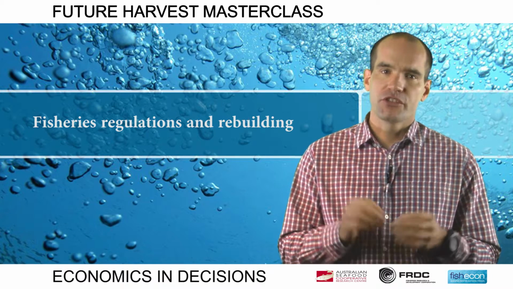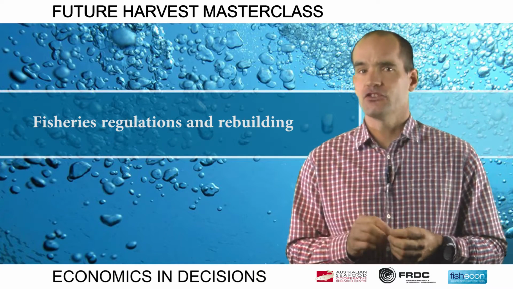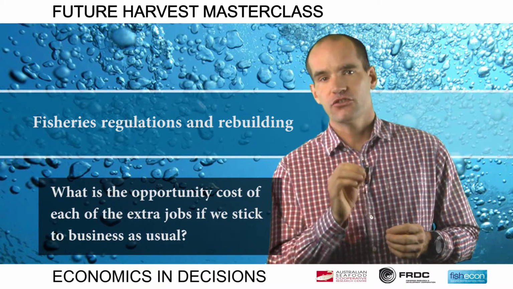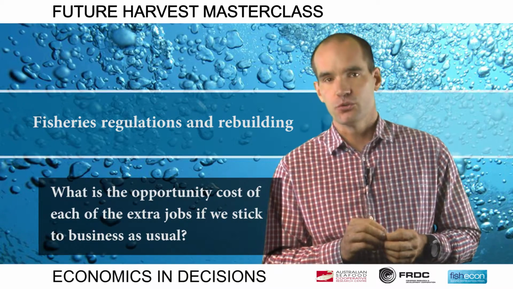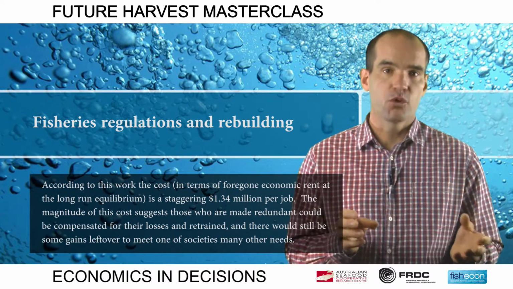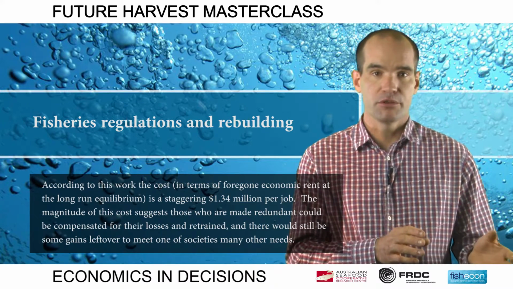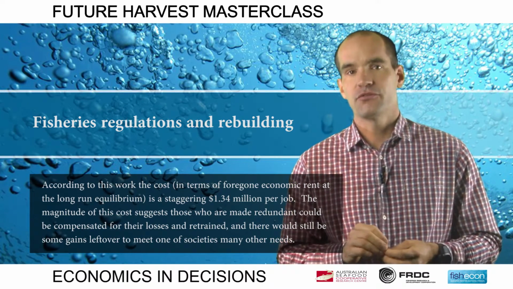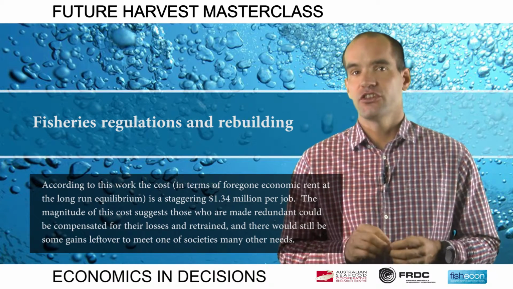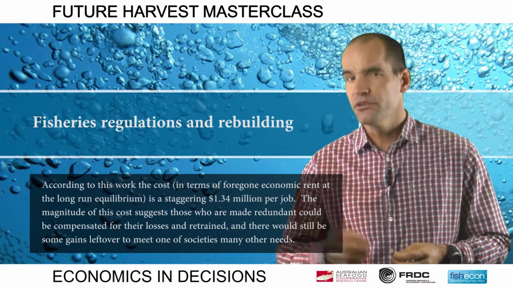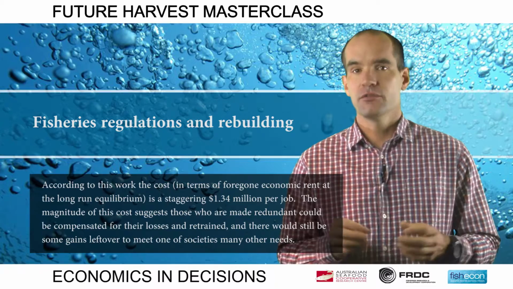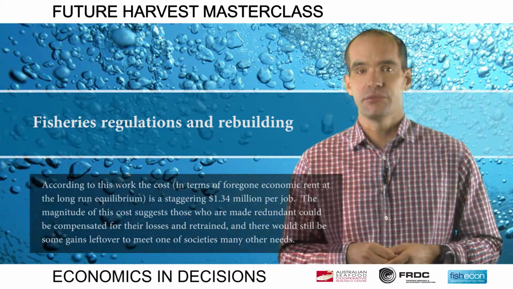Thinking as an economist, the key question, and the one that policymakers should be informed of, is what is the opportunity cost of each of the extra jobs if we stick to business as usual? According to this work, the cost, in terms of foregone economic rent at the long-run equilibrium, is a staggering $1.34 million per job. The magnitude of this cost suggests that those who are made redundant could be compensated for their losses and retrained, and there would still be some gains left over to meet one of society's many other needs.